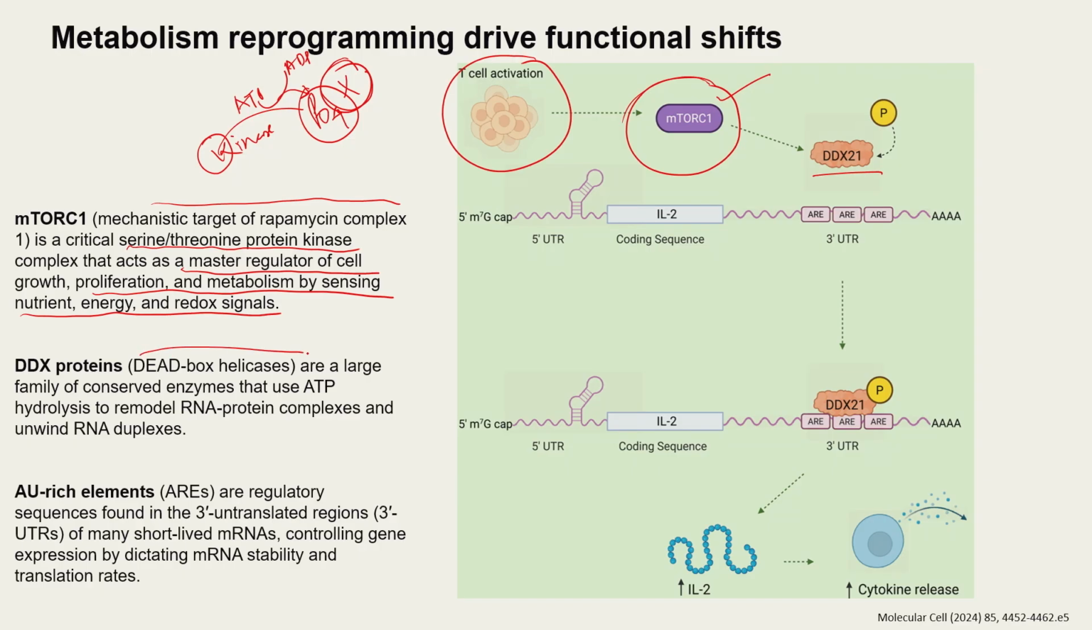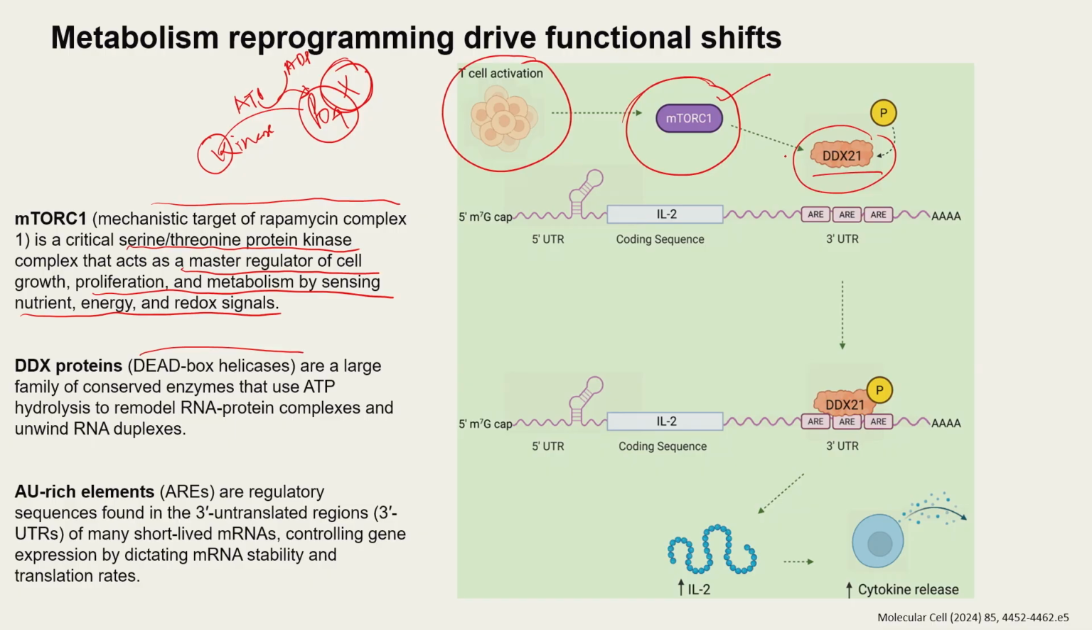When we say helicase, the function of a helicase is to convert the helical form of the structure into single-stranded molecules. For example, if it is an RNA helix, it can remove the helix so that the RNA can be accessible to other molecules for functionality. So DDX21 is one such DEAD-box protein, which is a conserved enzyme that can use ATP hydrolysis to remodel the RNA-protein complex and also unwind RNA duplex structures in order to start the functionality.